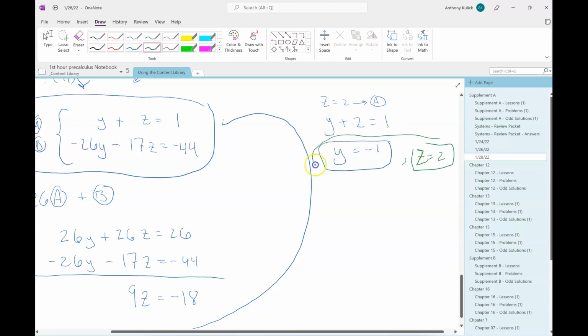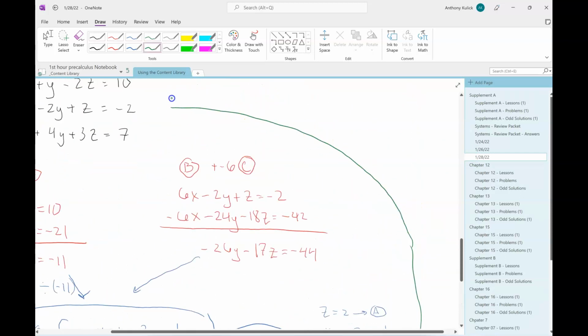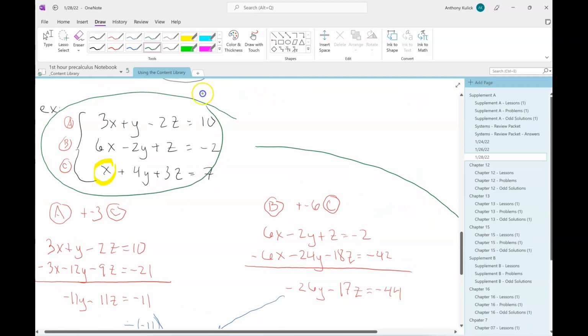So we have these two then. And then we can just go back to any of our three variable equations to solve for x. I'm going to plug those into equation C, because the coefficient on x is 1 and it makes the arithmetic a very little bit easier, but I'll take it.